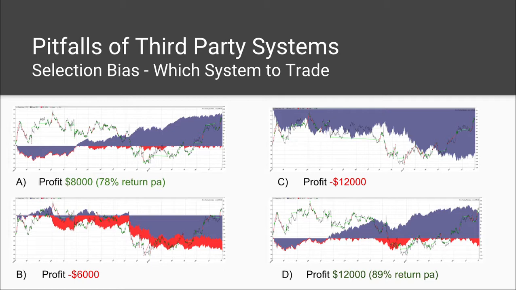This is probably the biggest thing with fully automated trading systems. One of the pitfalls of using third-party systems is something called selection bias. There's a lot of bias that you can introduce into a strategy when developing it, and it's very difficult to eliminate all bias, but you can reduce that as much as possible. But selection bias, I'm going to talk about here, which is probably the biggest one when using a third-party system.